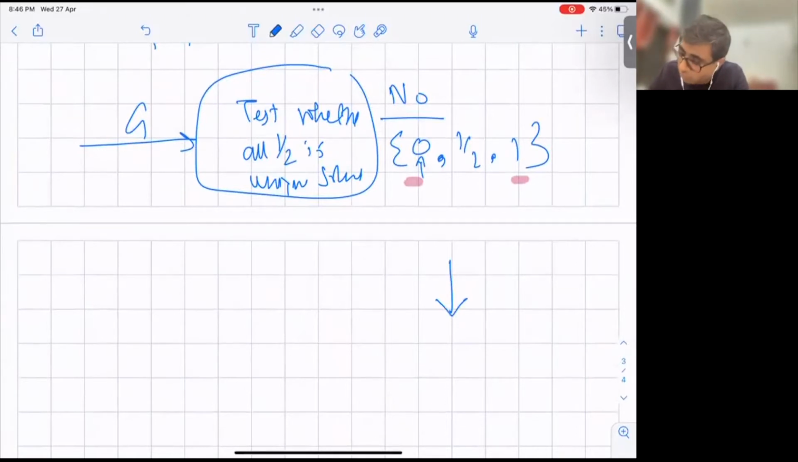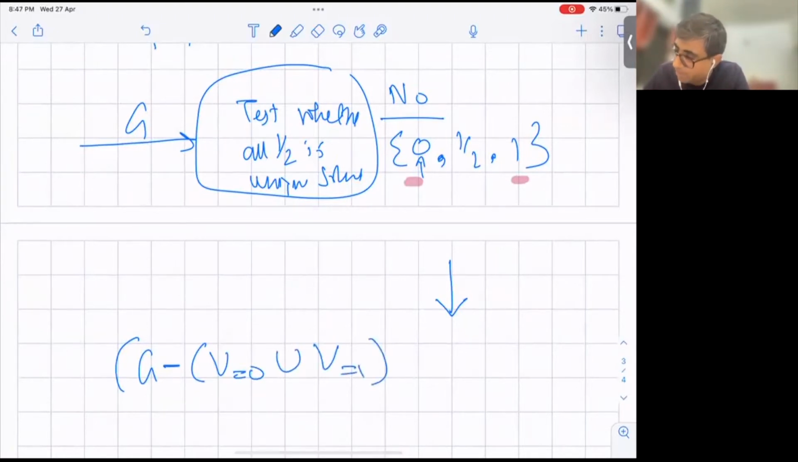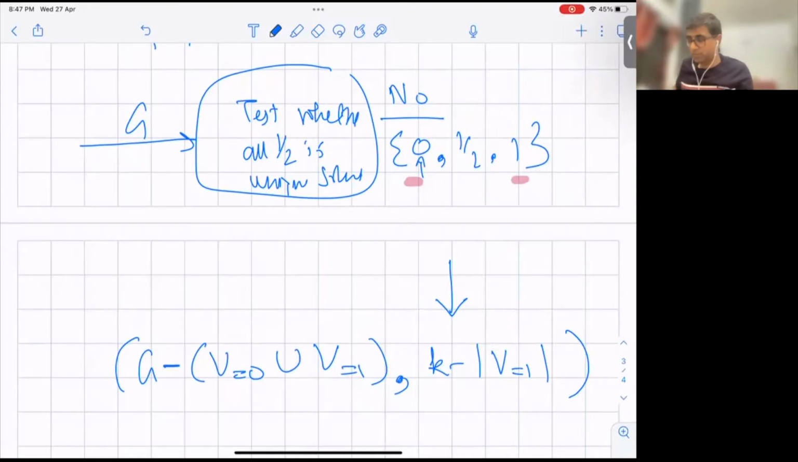The reduction rule, if you recall correctly, is G minus all the vertices which get value 0, union all the vertices which get value 1. And what is my parameter change? Is this. Is that fine? So this is what we did. Is that okay? Yes.